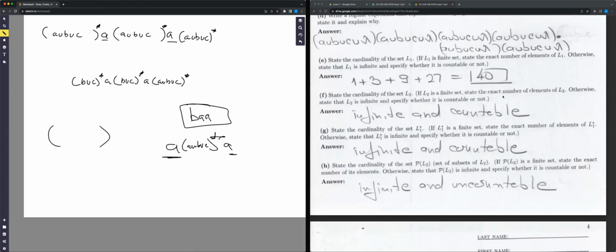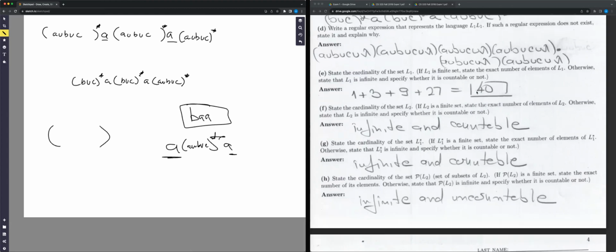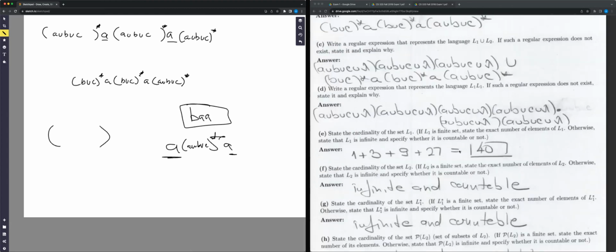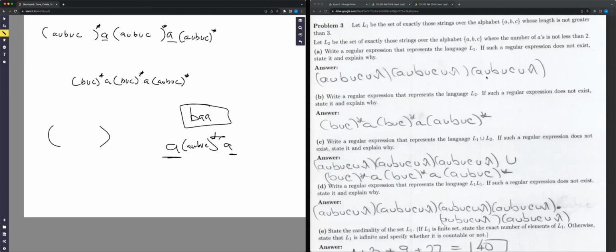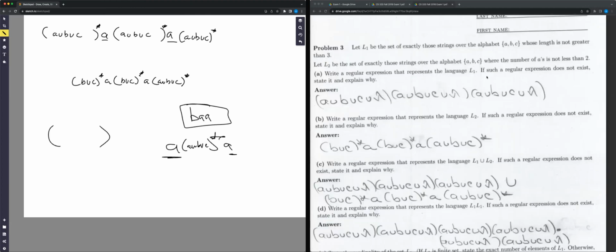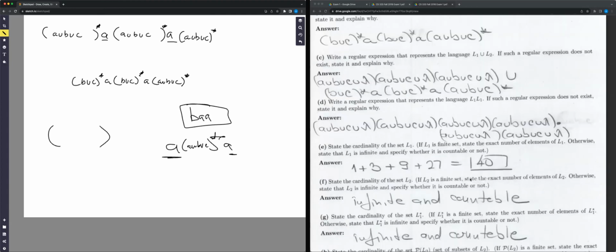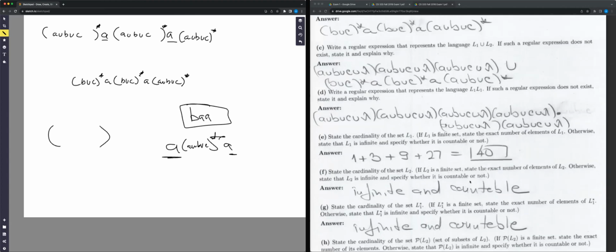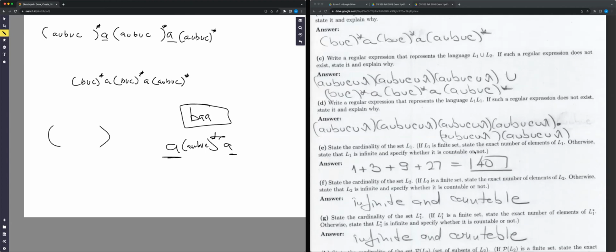So let's go on to a couple more. I'll come back to these. Actually, no, let me just do these since they're related to the ones that we're doing. Cardinality is the size of a set, right? We're asked, what's the cardinality of L1? How big is this? Either it's finite or infinite. If it's infinite, you need to figure out whether it's countably or uncountably infinite. And if it's finite, you need to figure out what that number is.